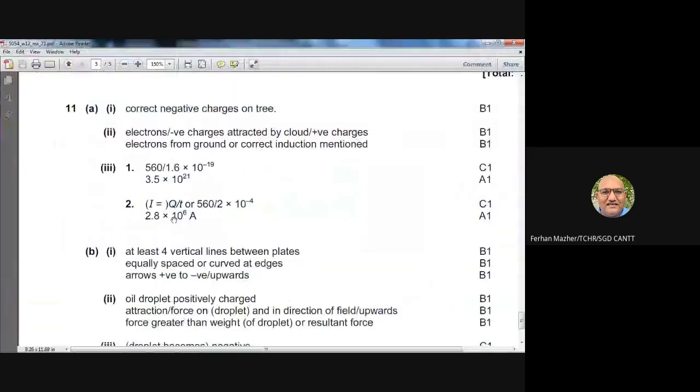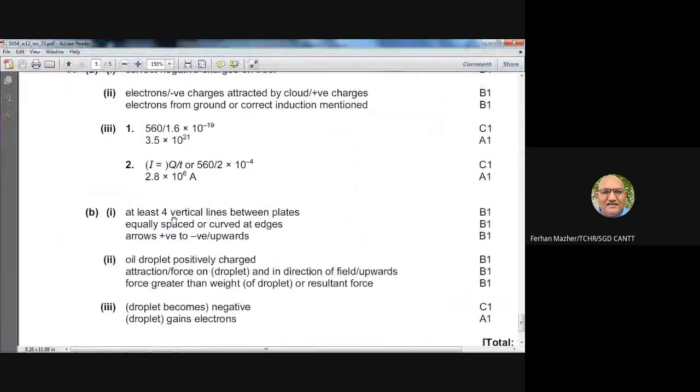So let me check the marking scheme so you can have 100% surety that everything is good. So you can see that the number of electrons is 3.5 x 10 per 21 and the amount of current is 2.8 x 10 per 6 ampere.